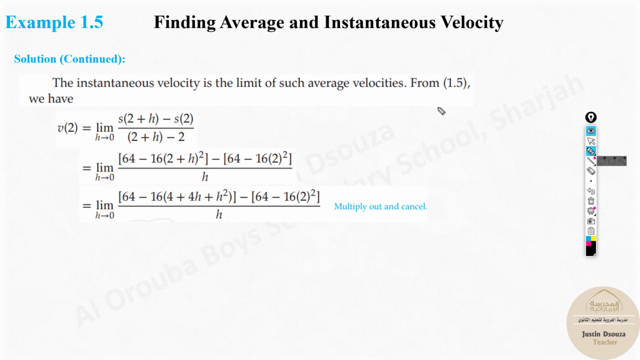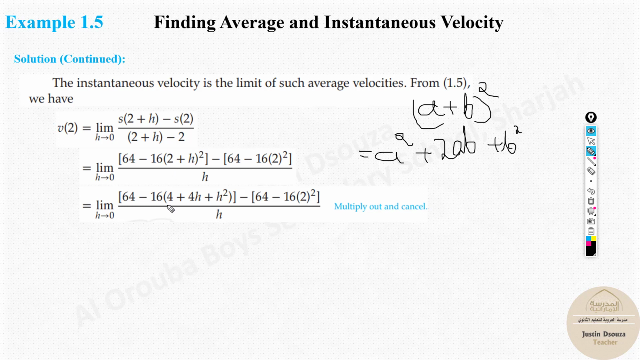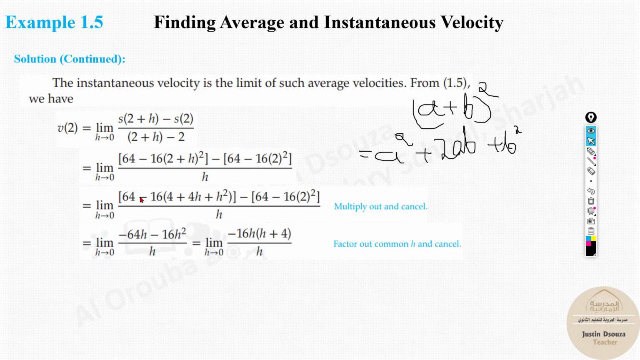Here it's important to remember this formula. a plus b the whole squared will be equal to a squared, that is 2 squared, plus 2 times ab plus b squared. a squared would be 4, 2 times ab, 2 times 2 times h, that is 4h, plus b squared would be h squared, minus 64, this one. And now we solve it up. Here multiply the 16 inside. Basic things, 64 minus 16 times 4 is again 64, minus 64 plus 64 cancels to 0, and then you will get minus 64h, that's written over here, and minus 16h squared, that's written over here.